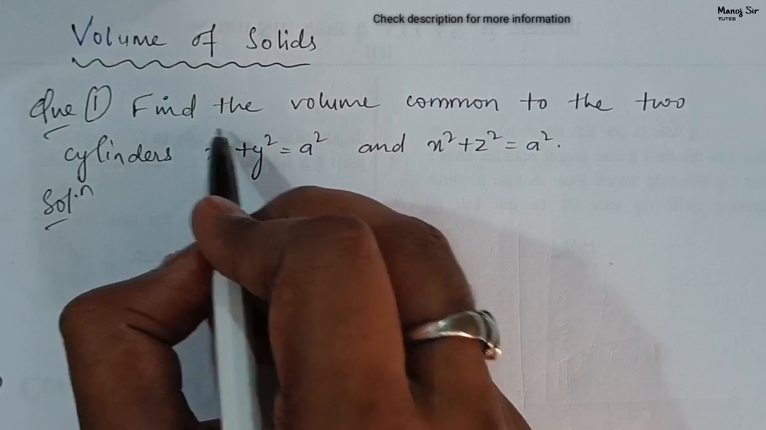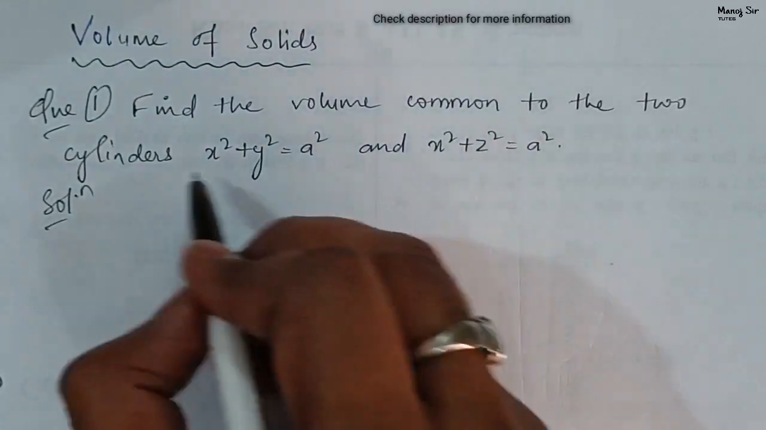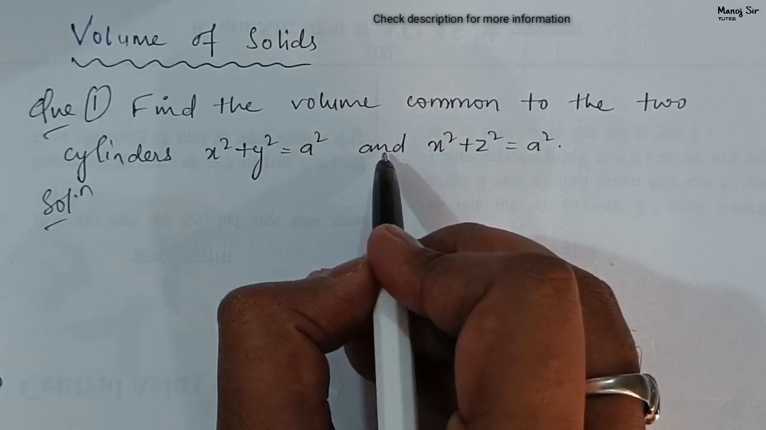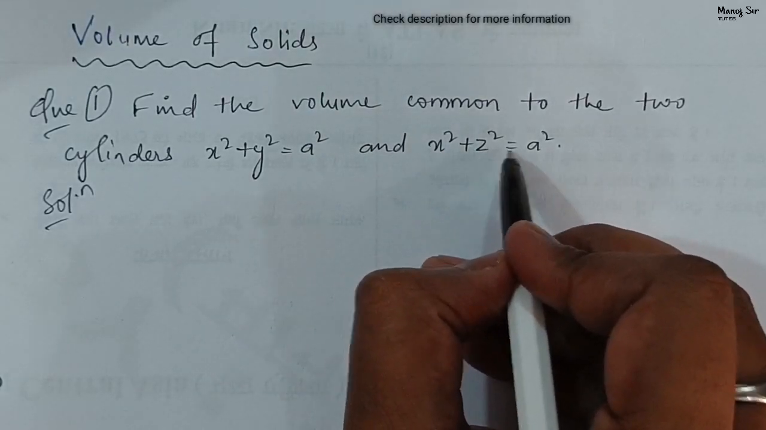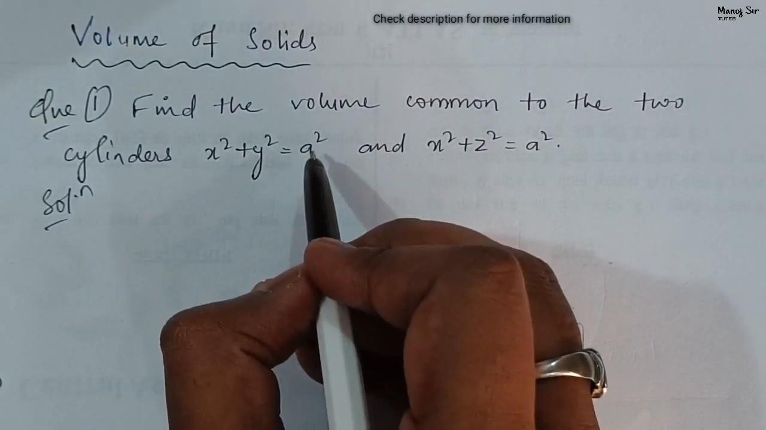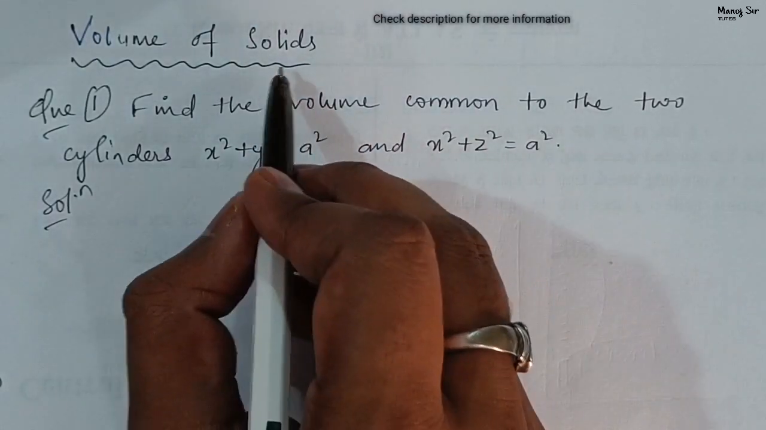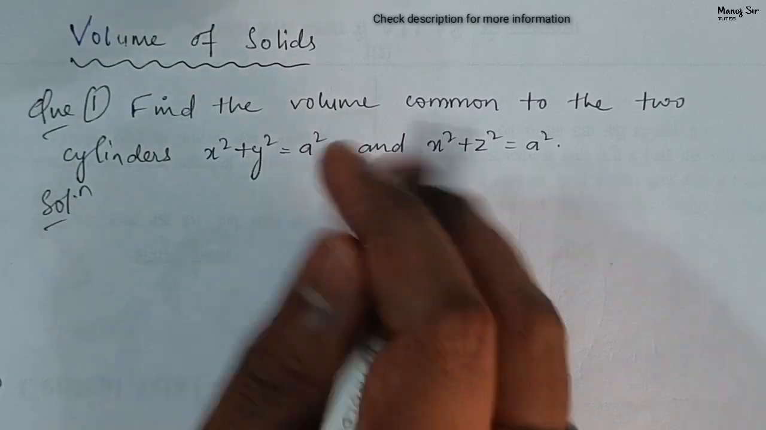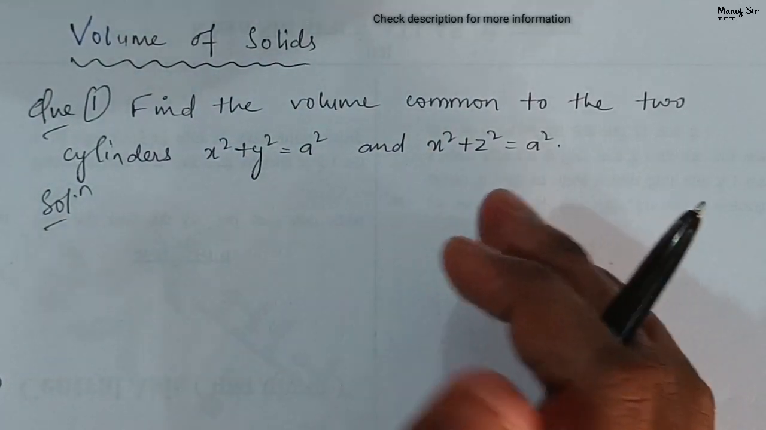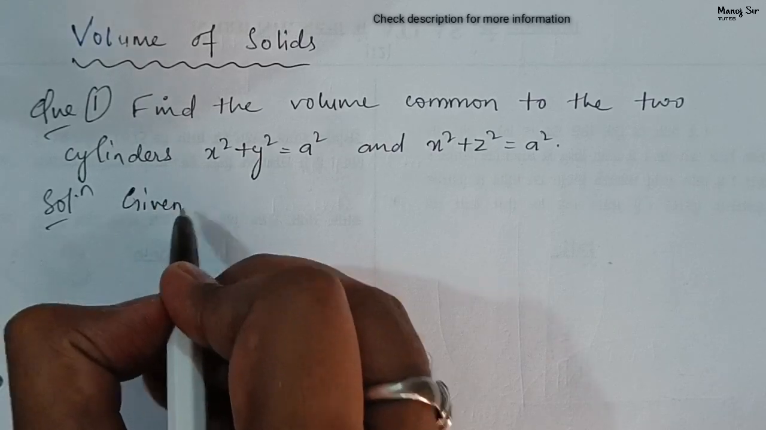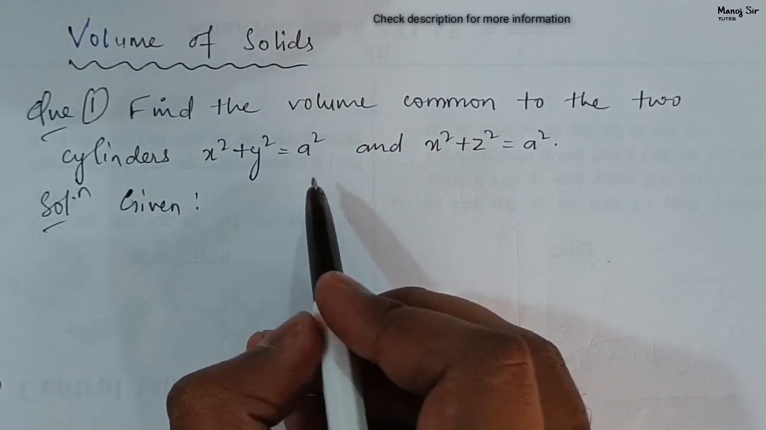The question says find the volume common to the two cylinders x square plus y square equals a square and x square plus z square equals a square. Here we have equations of two circles, but we are naming this as cylinders in terms of solids. So let us see how to solve. What should be our approach to solve such problems? What is given in the problem? That is these two equations.